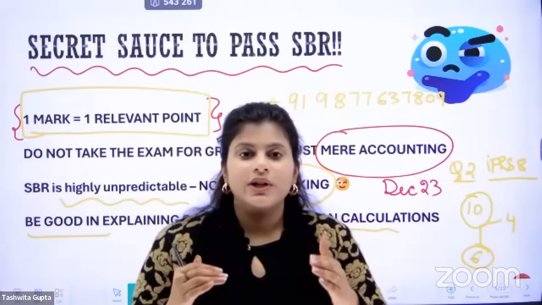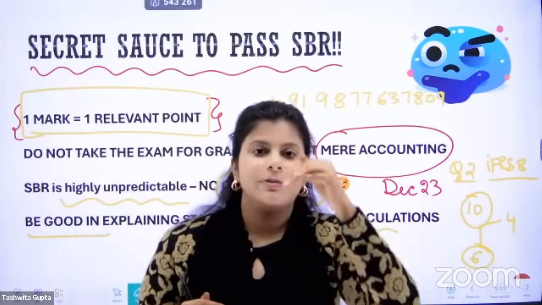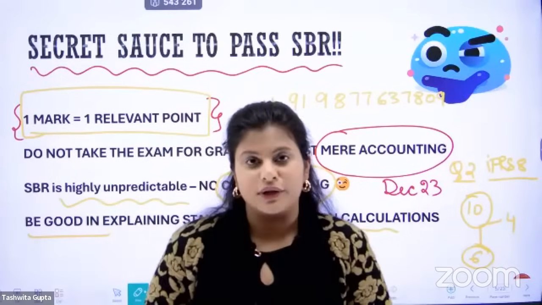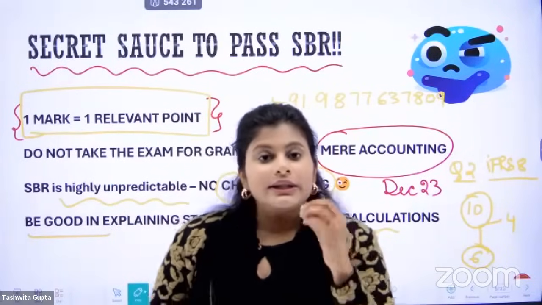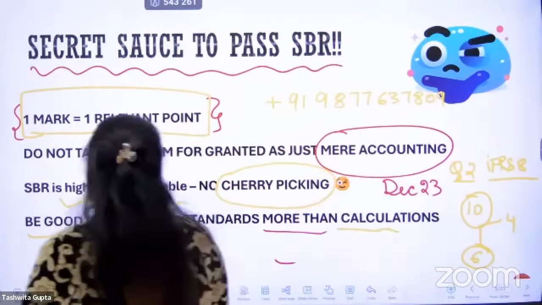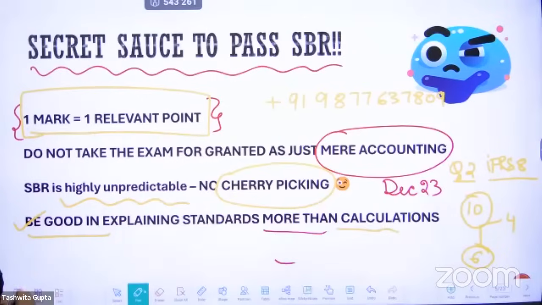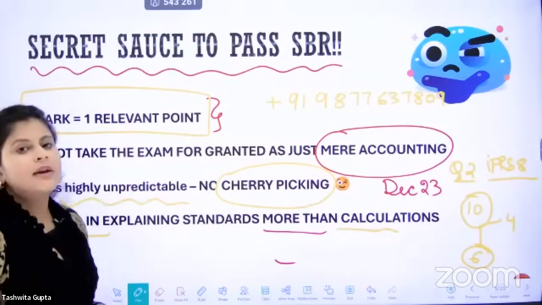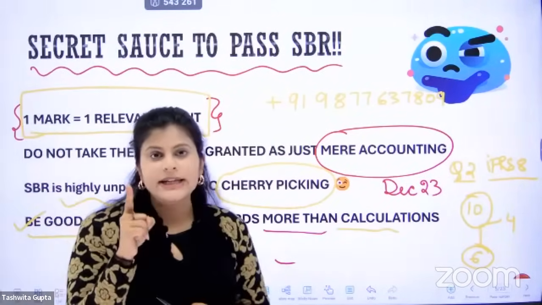So explanation is like, I have drawn a graph, I explain that graph. Similarly, I've calculated goodwill, I'll explain that calculation. So this is what I want you to understand, that you should be good in explanation. This is also a mantra to pass SBR. So number 1, 1 mark, 1 point.